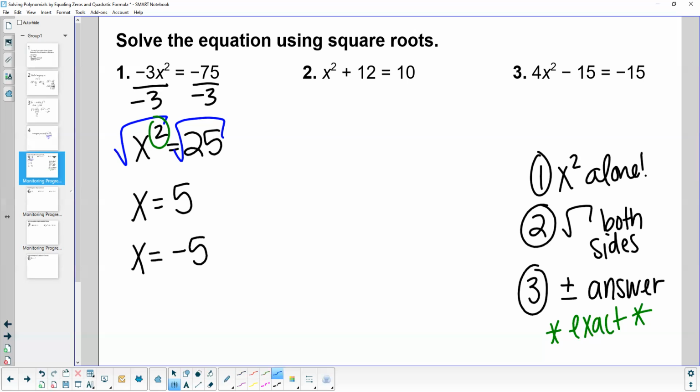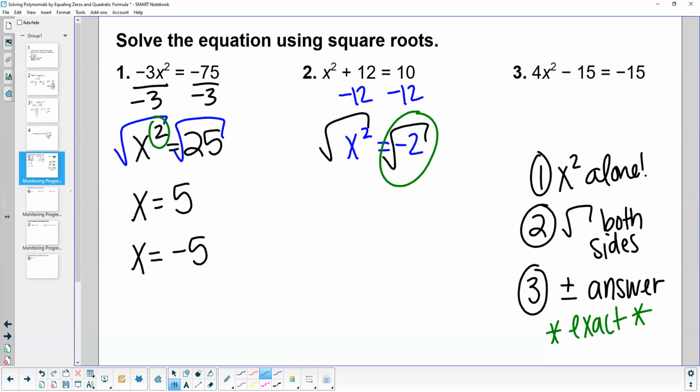So let's take a look at question number 2. We want to get our x squared alone. So I'm going to start by subtracting 12 from both sides. So I get x squared equals -2. Now my second step is to square root both sides. Square root, square root. So x equals, oh shoot, I've got the square root of a negative, but I know how to do that, right?